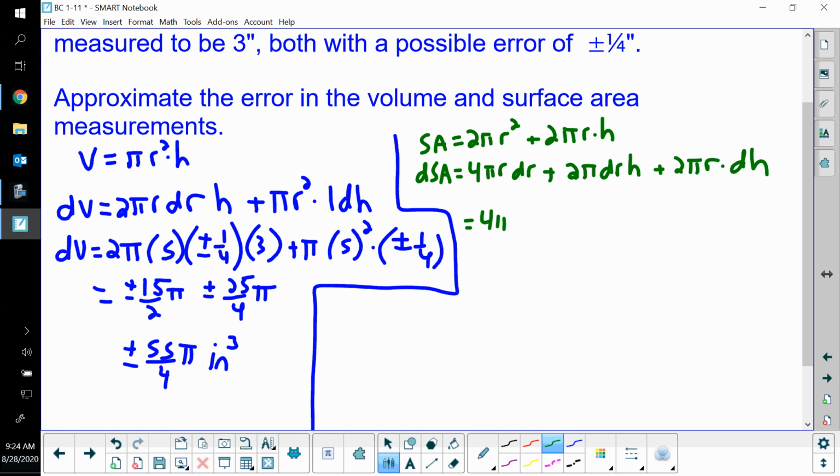So that's 4 pi. We'll have 5 times our plus and minus a quarter, plus 2 pi times the plus or minus a quarter, times the height of 3 inches, plus 2 pi, the radius of 5 inches, times the plus or minus a quarter.